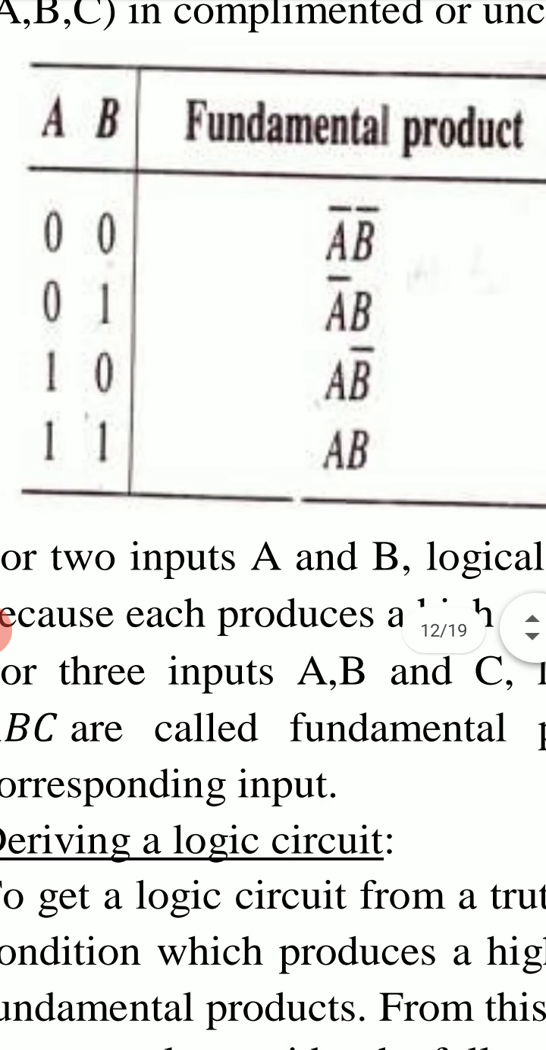If we take the second combination in which A is 0, B is 1, then the fundamental product will be A bar B. Because A is 0, A bar will be equal to 1 and B is already 1. So we have fundamental product A bar B. And similarly for the combination 1 0, we have fundamental product A B bar. And for combination 1 1, we have fundamental product AB.